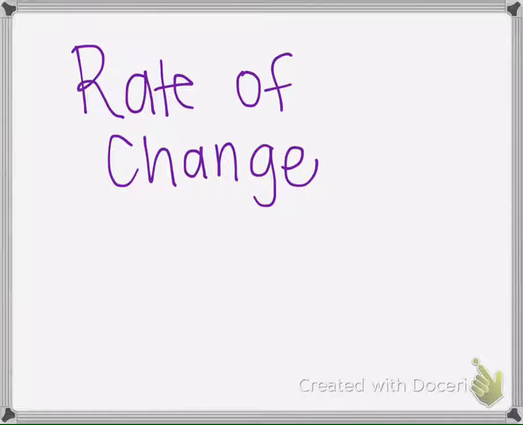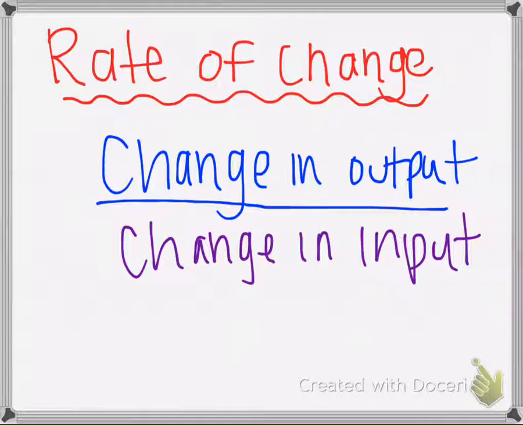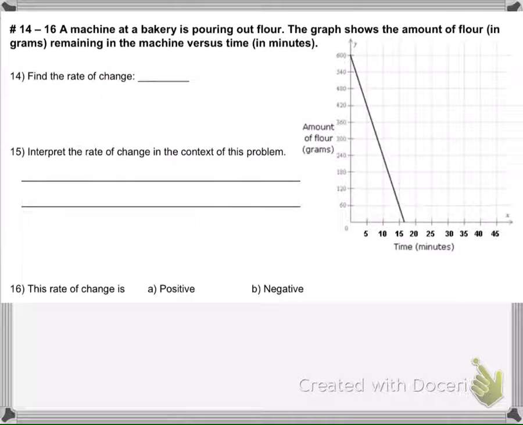This video is a continuation from the lesson that we started on rate of change last class. So just to review real quick here, to find the rate of change, you take the change in output over the change in the input. So if we look at our next example here, it says a machine at a bakery is pouring out flour. The graph shows the amount of flour in grams remaining in the machine versus time. It says find the rate of change.